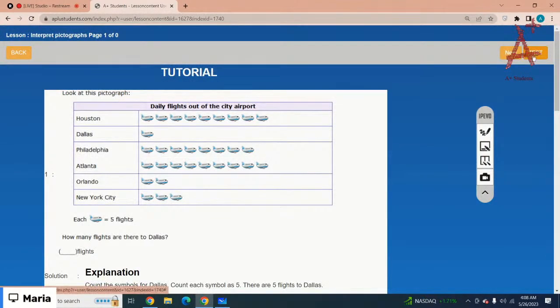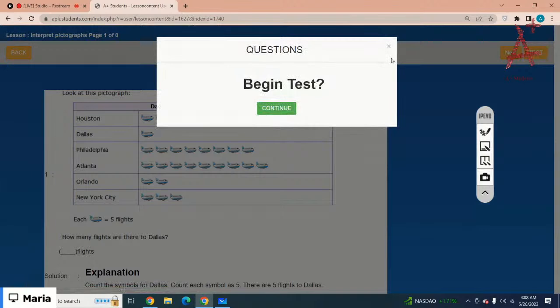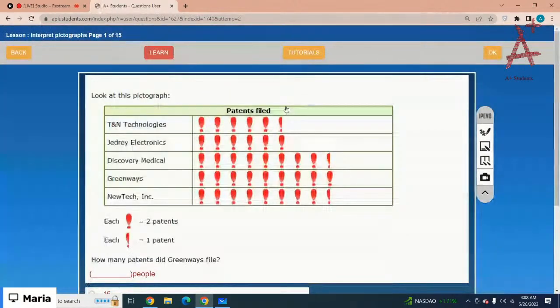Let's just start with the test questions. Okay, look at the pictograph. Each complete exclamation mark means two patients and half exclamation marks mean one patient. How many patients did Greenways file?